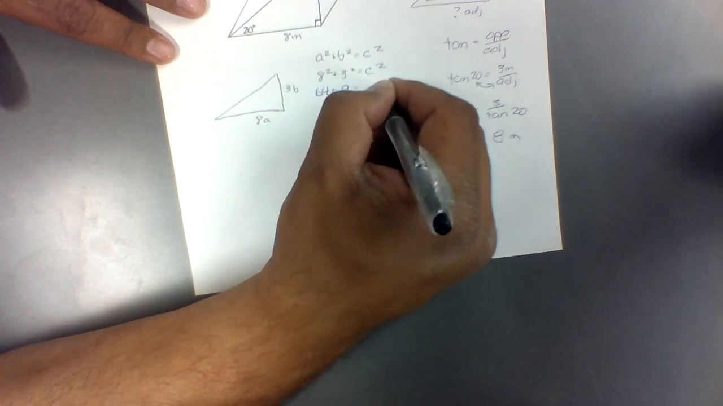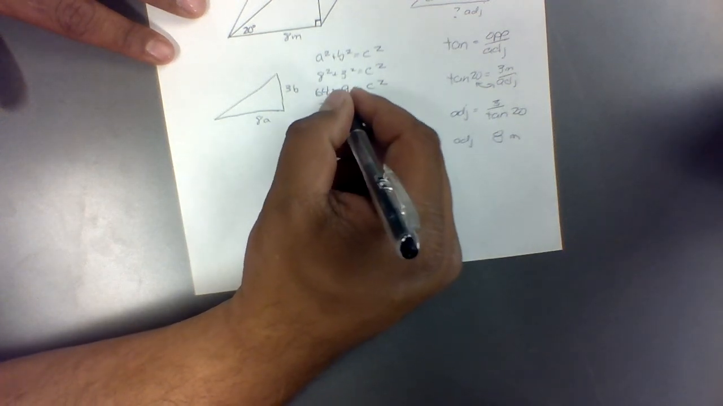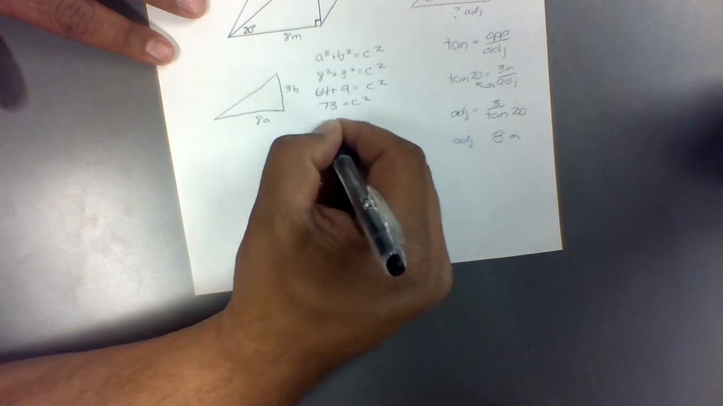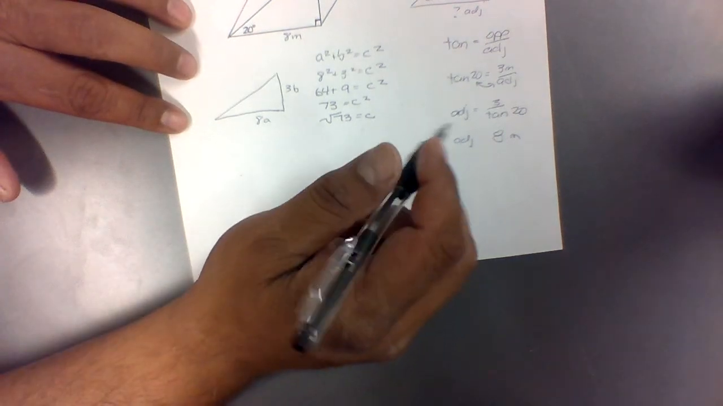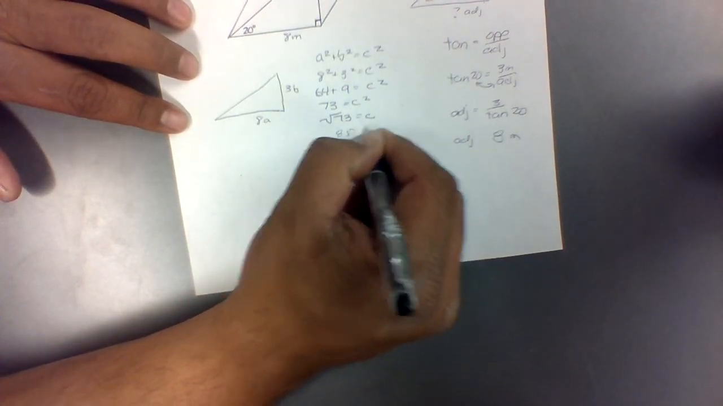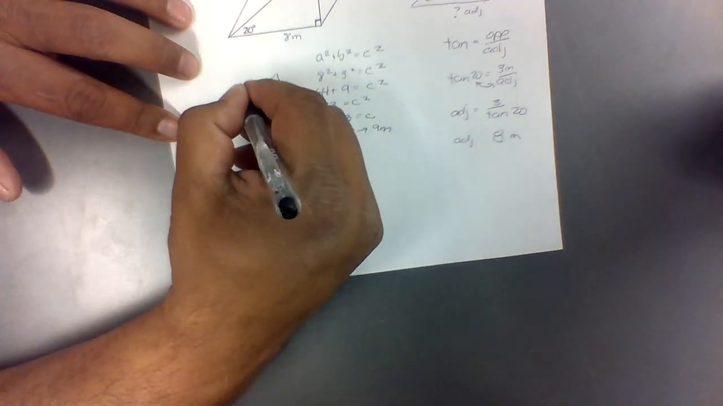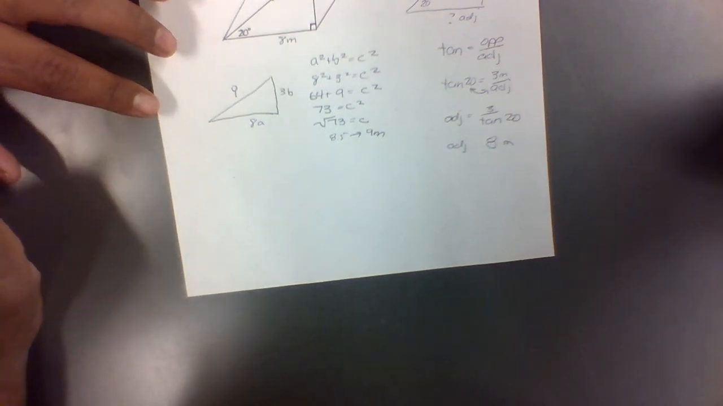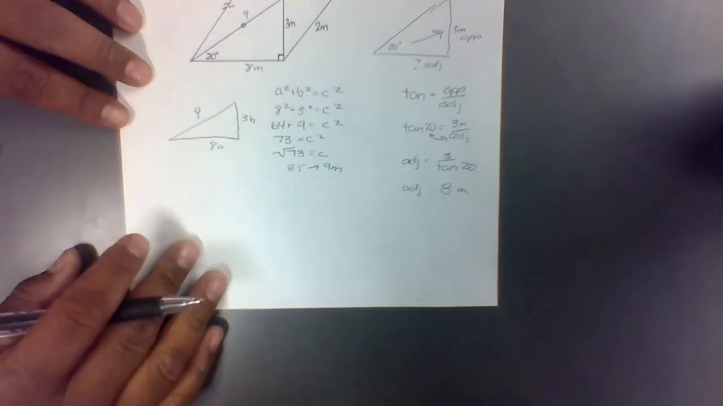64 plus 9 equals C squared. This is going to be 73, right? 6, 9, yeah, it's C squared. Square root of 73 equals C. If I type that into my trusty calculator, I get 8.5. So for our purpose, we're going to round that up to 9 meters. Now, do we have enough? Yes, we do. We have basically all the numbers we need to figure out our surface area.